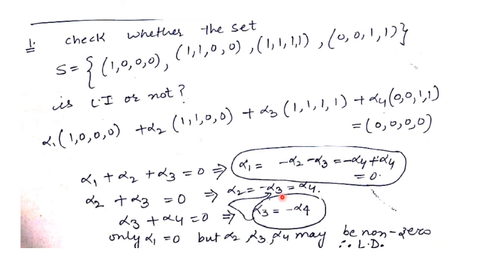So now the question: check whether this set is linearly independent or not. We take the linear combination of this and equate it to 0. We will get the equations in the alphas by comparing the coefficients. Simplify these equations. If we have non-zero values of alpha, then this set is linearly dependent. So now in this case, the alphas are non-zero, so this set is LD.